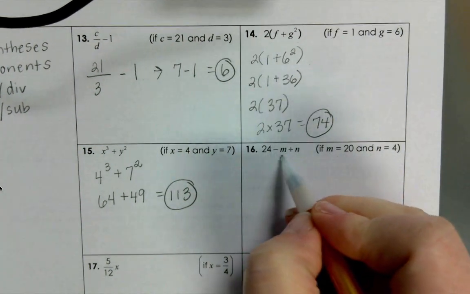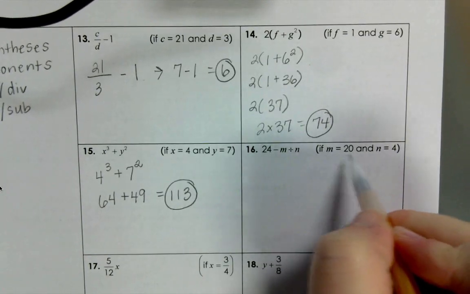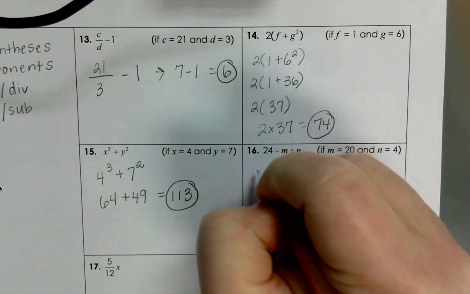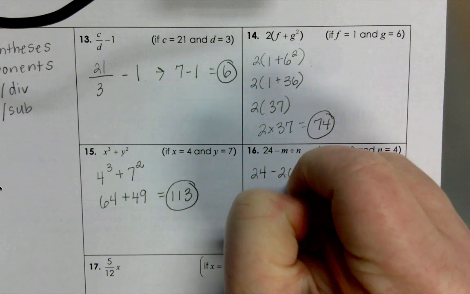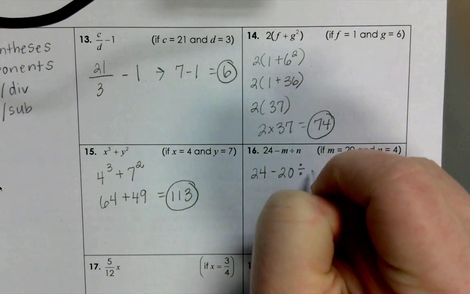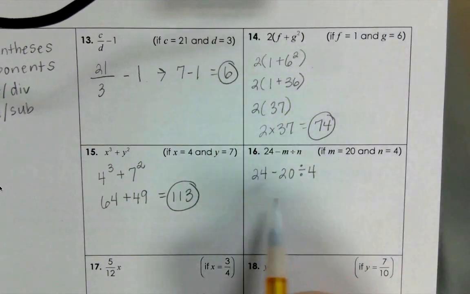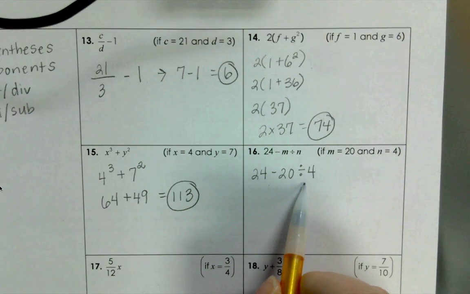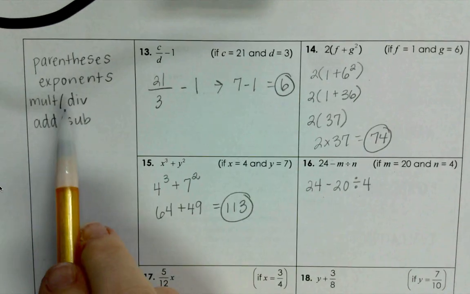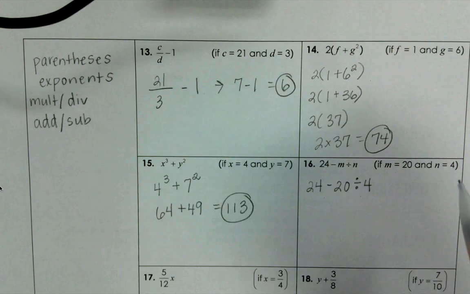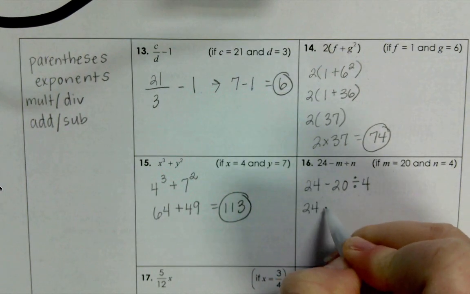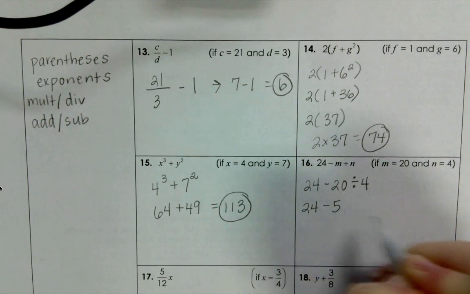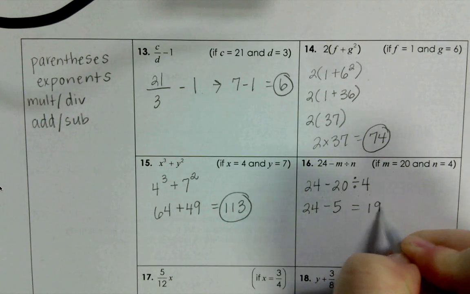Now I have 24 minus m divided by n. So m is 20, n is 4. So rewriting my problem, 24 minus m, which is 20, divided by 4. Okay, so subtraction and division. Look over here. Division comes before subtraction, so we're going to do 20 divided by 4 first. Okay, 20 divided by 4 is 5. 24 minus 5 is 19.